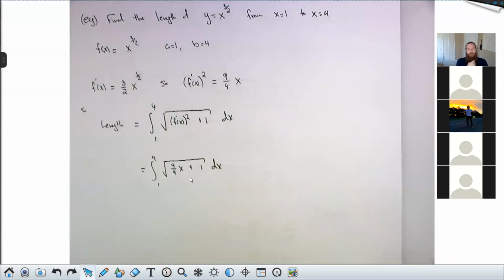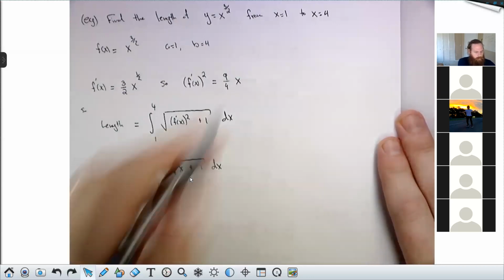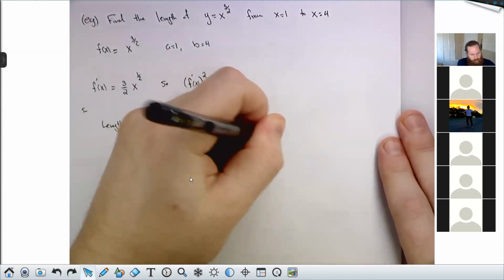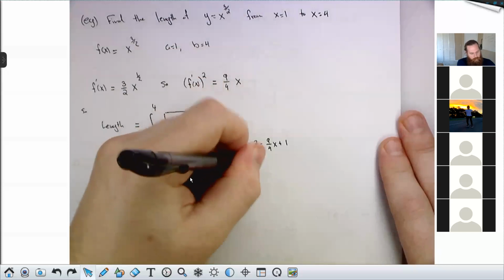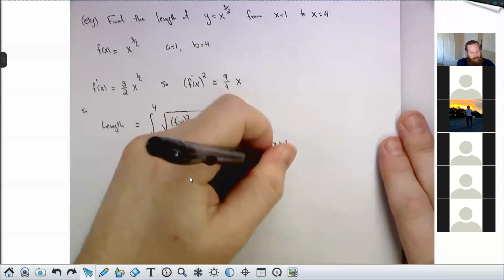Who can help me with this integral? It's been a while since we've had to do any challenging integrals. How do we do this? Is this a hard integral? No, we can just substitute 9/4 x plus 1 for z, just do u sub. Excellent. Yeah, I can sub for the whole radicand. So I'll let z be 9/4 x plus 1. Then dz is just going to be 9/4 dx.